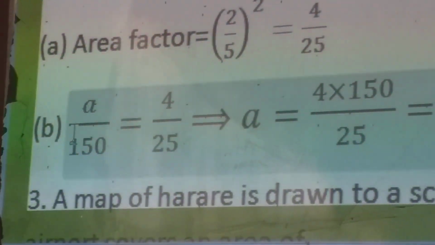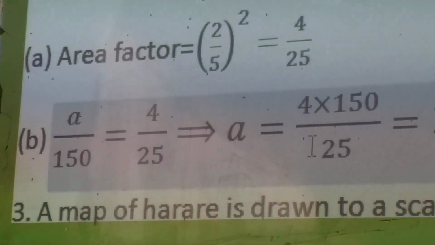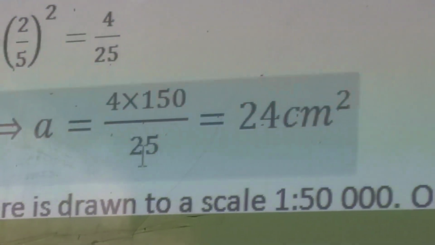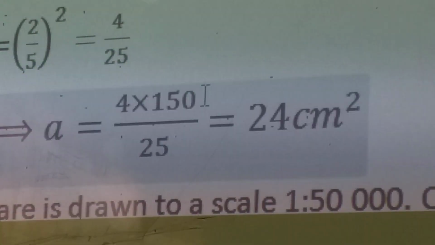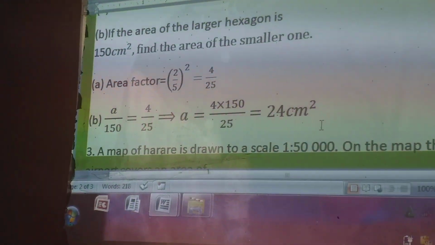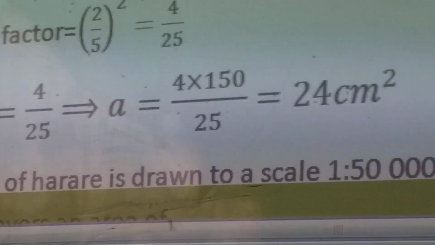We multiply both sides by 150 to make A the subject. So A equals 4 times 150 over 25. 25 into 150 is 6, and 6 times 4 is 24. So the area of the smaller hexagon is 24 square centimeters.